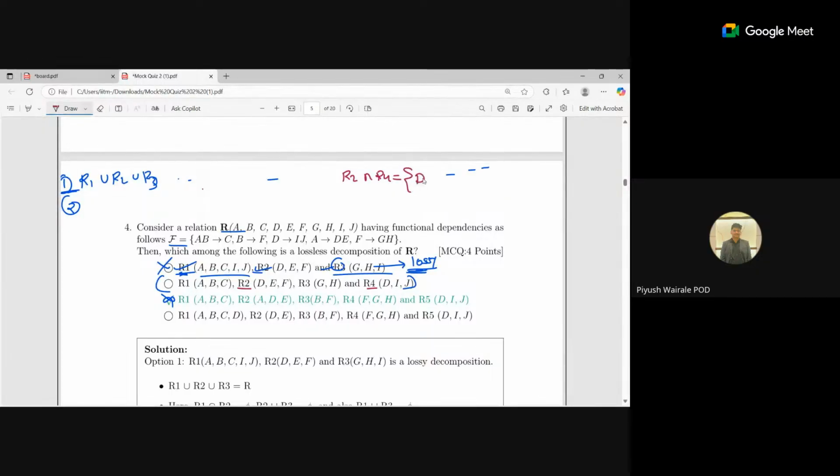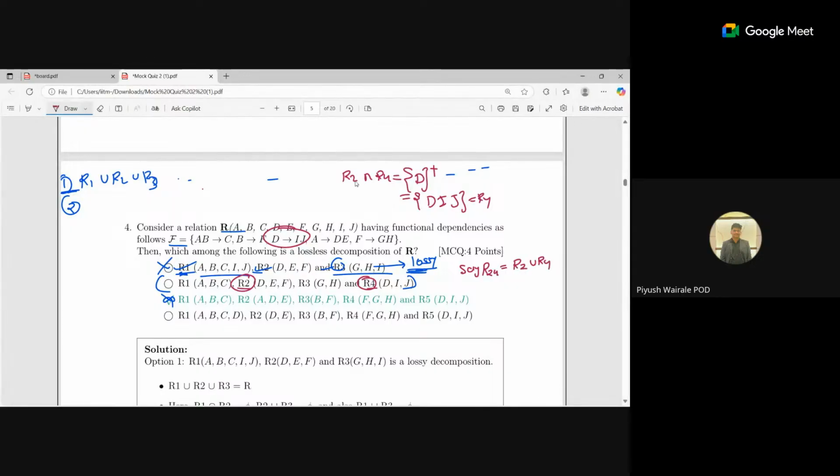We have D. Is D a key of either R2 or R4? If I take the closure of D, I am going to get D, I, J, which is basically my R4. It means I can join these two tables. So I can join R2 and R4. Let's say I perform a join, and the resultant table will be R24, such as R2 union R4.